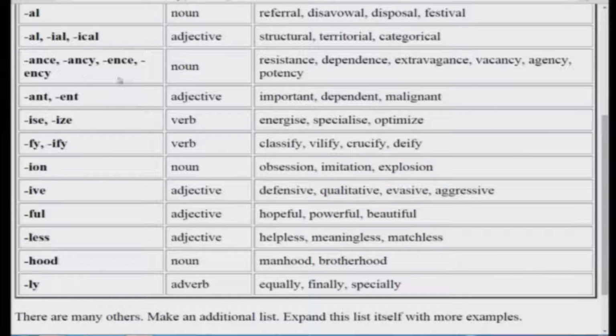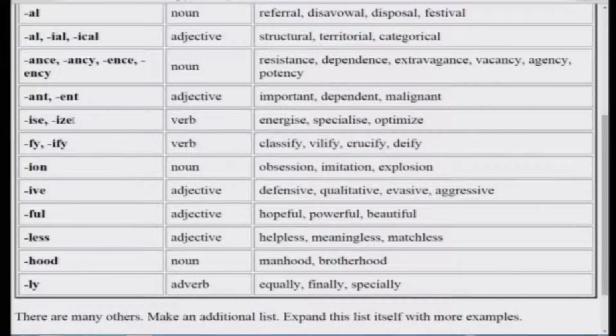Then a number of related suffixes: ANCE, ANCY, ENCE, ENCY. This typically gives rise to nouns: resistance, dependence, extravagance, vacancy, agency, potency, and so on. And the corresponding adjective forms you will get with ANT or ENT. Important, dependent, malignant.